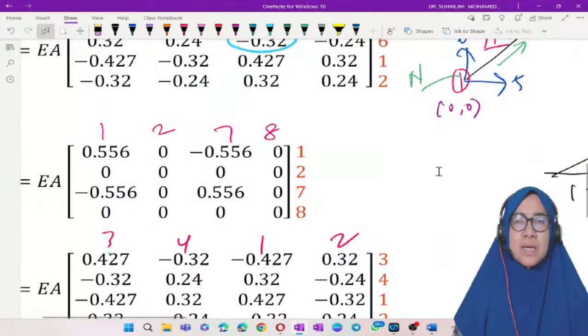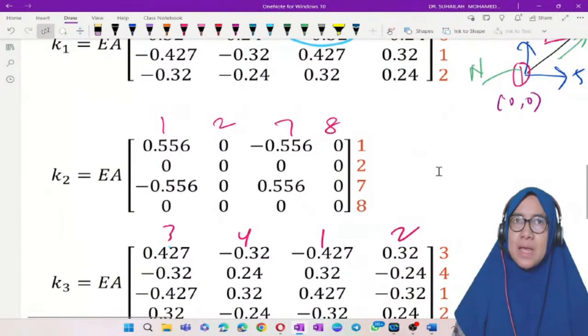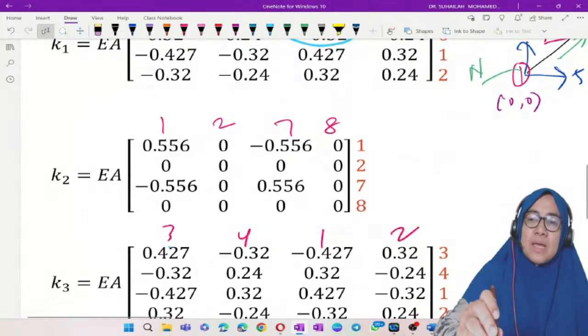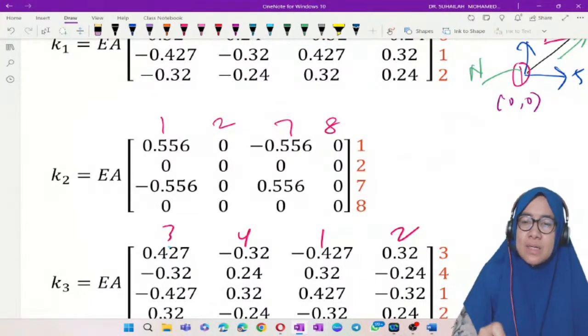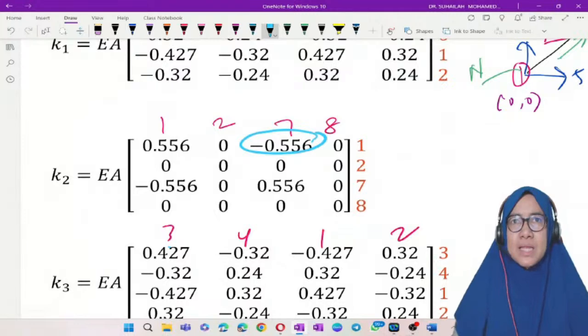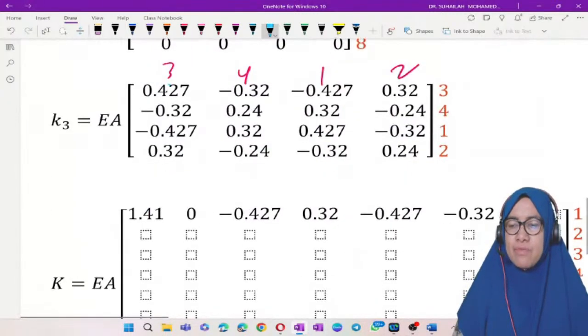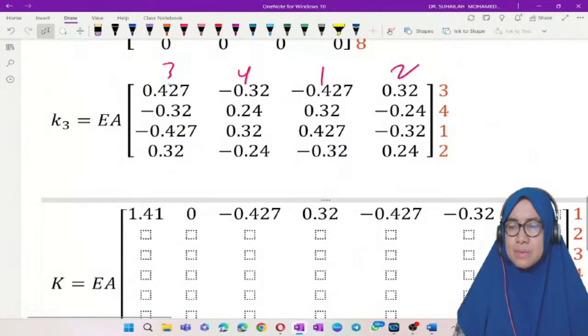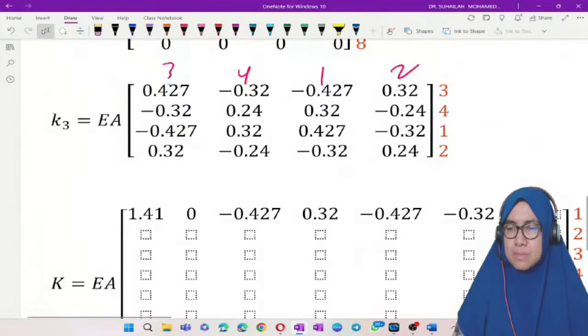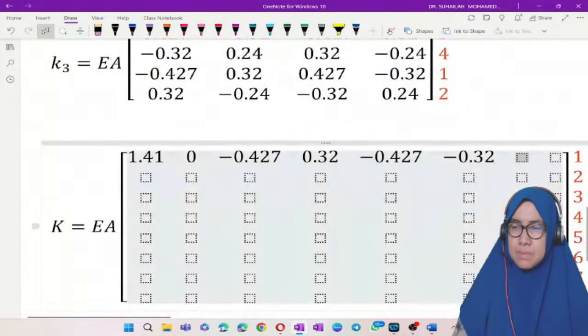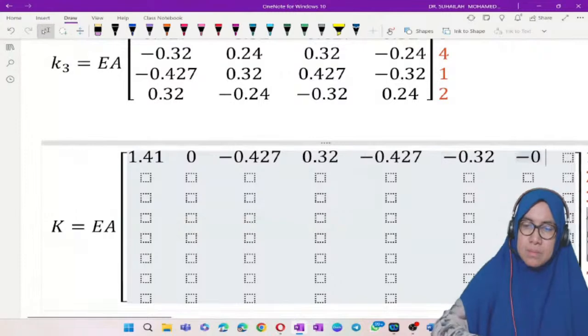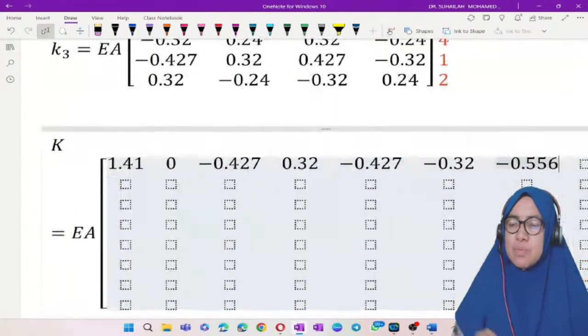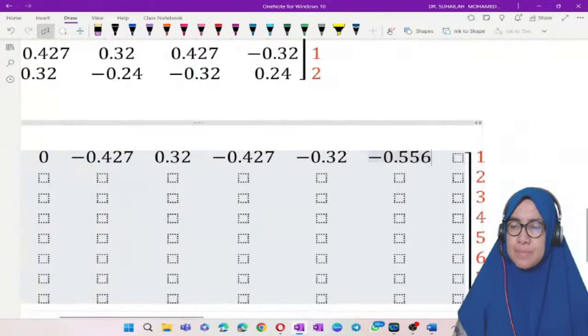1,7 is inside K2. So 1,7 is negative 0.556.